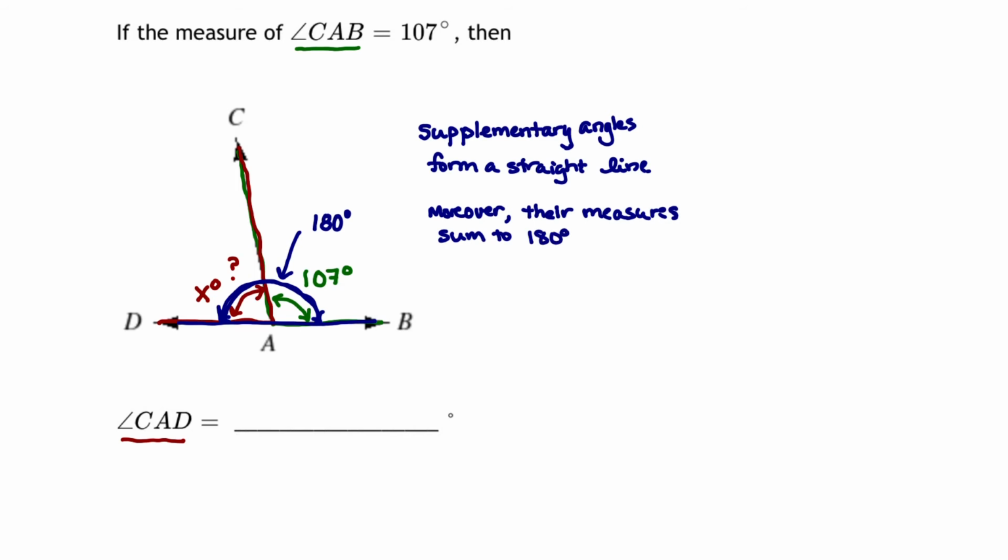Why is that good? Well, that's all the information we need to solve this problem. Let's set up an equation. If I know these two angles add up to 180 degrees, that means that the measure of angle CAB plus the measure of angle CAD has to equal 180.